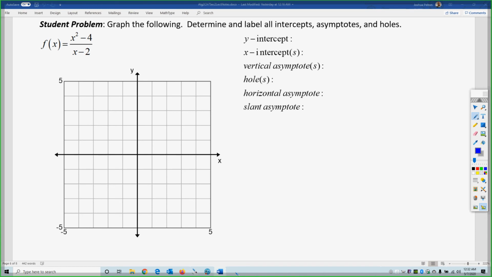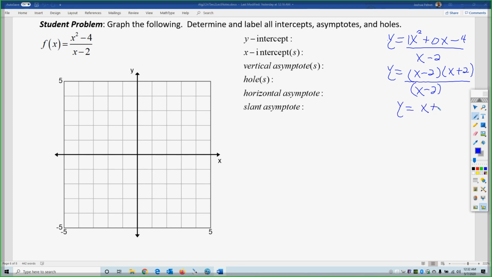Okay, for the student problem, simplify first. So y equals, that's really x squared plus 0x minus 4 over x minus 2. So y equals factored x minus 2, x plus 2. We'll multiply to -4 and add to 0. So y equals x plus 2 is our simplified function.